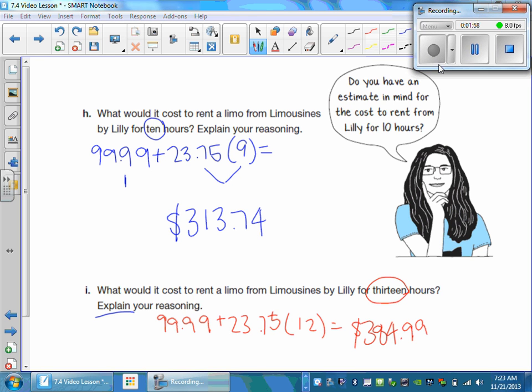You should have found that if you want to rent the limousine for 13 hours, it costs $384.99. This is because we had the $99.99 for the first hour, and then we need 12 more hours at the $23.75 rate, and the 12 plus the first hour gives us the 13.